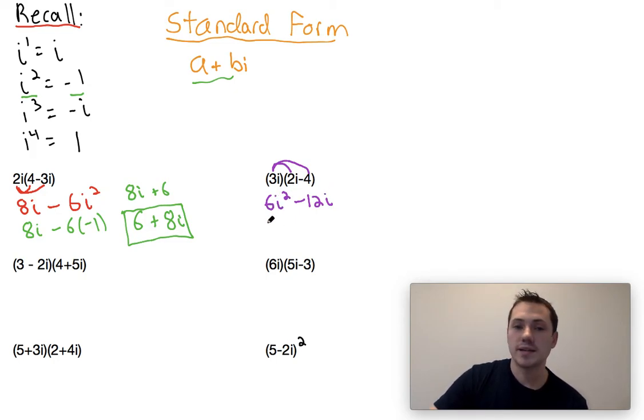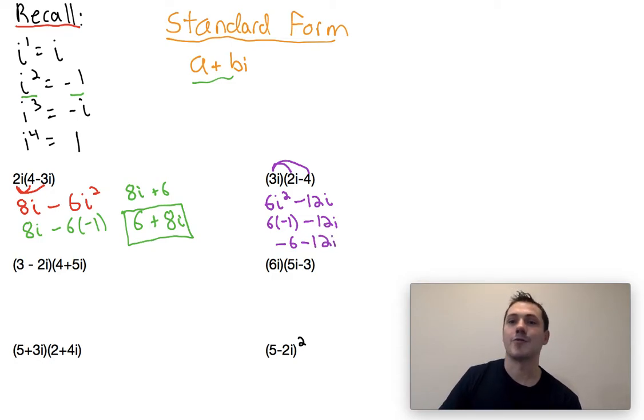Now, 6i squared, just like we did last time, is going to be 6 times negative 1, minus 12i. And 6 times negative 1 is just negative 6. So this would be our completed problem in standard form at the end.